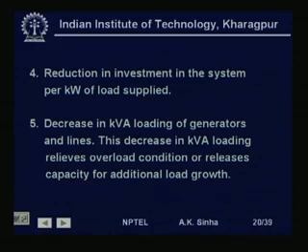condition or releases capacity. Suppose I am running a system to its limit, say I have a 50 MVA generator, and I am running this generator at 50 MVA at 0.8 power factor. Now, that means the load is going to be only 40 megawatt and the MVA is 50. Now, suppose I increase the power factor to 0.9, then what happens? Keeping the generator capacity, still running this generator at 50 MVA, now I will be able to supply 45 megawatt. That means this 5 megawatt capacity is now released. So, I can supply more load from the same generator.